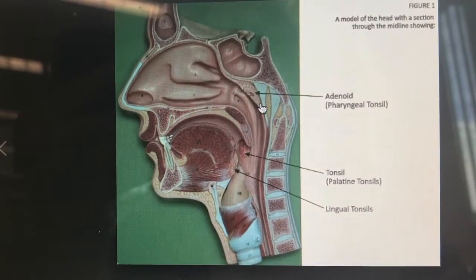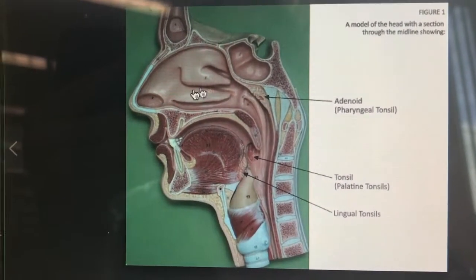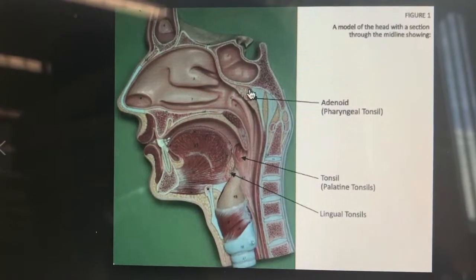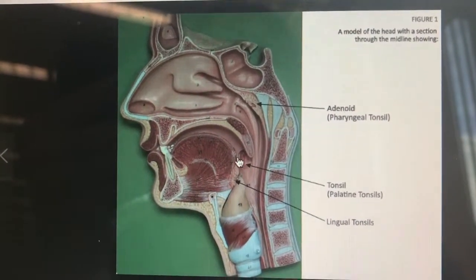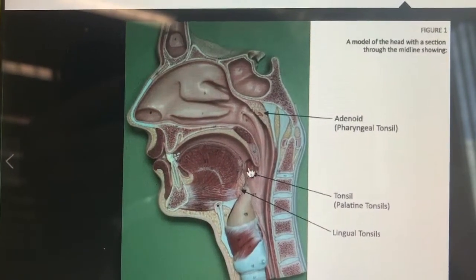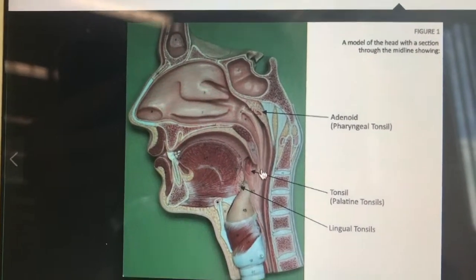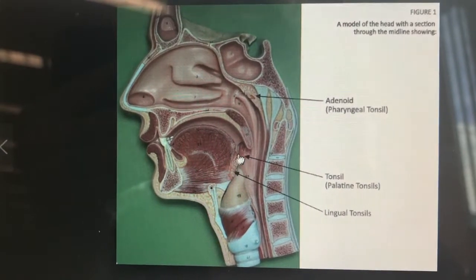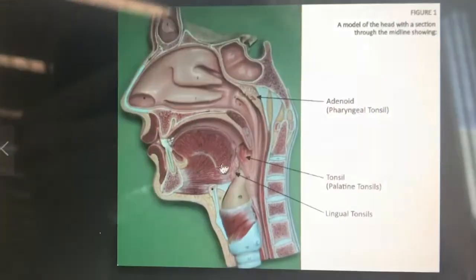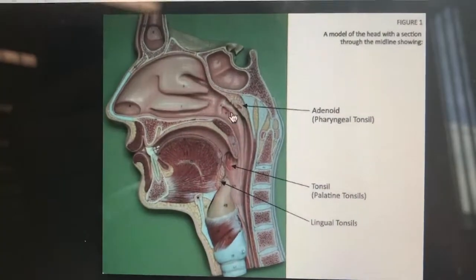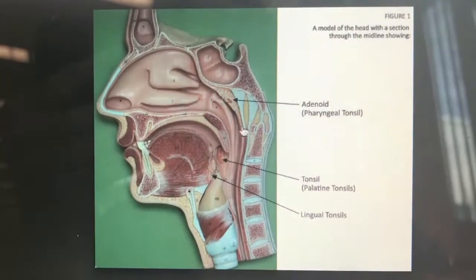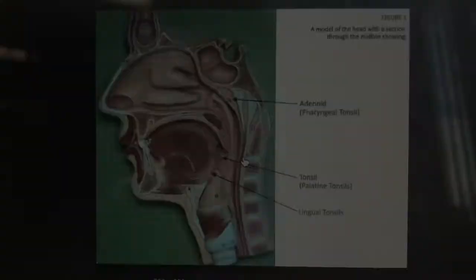We have here the pharyngeal tonsils, which you find behind the nasal cavity. Then we have the palatine tonsils, which you find in the back of your throat. Those are the most common tonsils that you hear about. We have the lingual tonsils, which are in the back of the tongue. The tubal tonsils aren't shown here on this model, but they form a ring around the auditory tube.